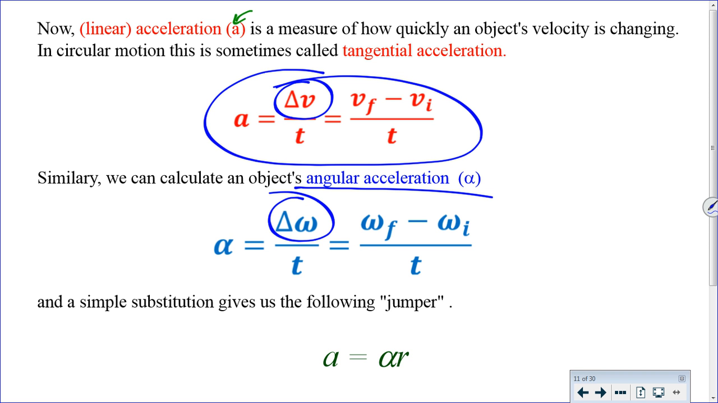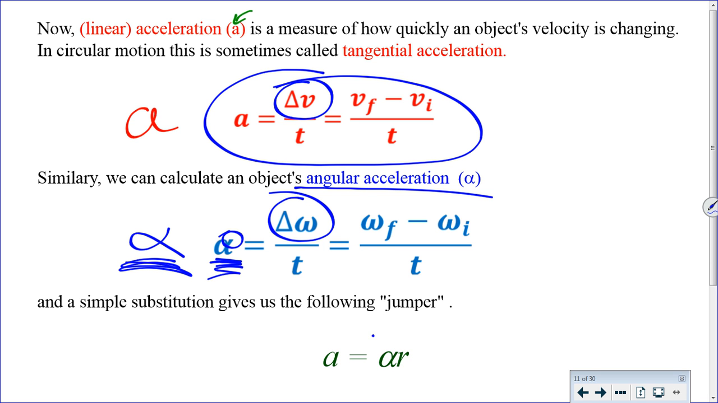The symbols we use here are lowercase letter a for regular acceleration, and we use the lowercase Greek letter alpha for angular acceleration. When I type it, sometimes it's a little tough to tell what it is. The big giveaway is that it's got a little tail on the top also. So, regular a is acceleration, Greek letter alpha is angular acceleration.